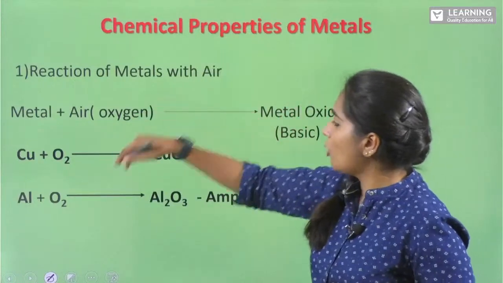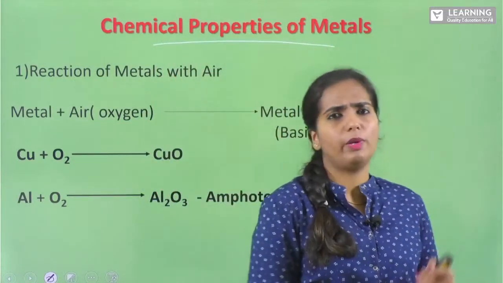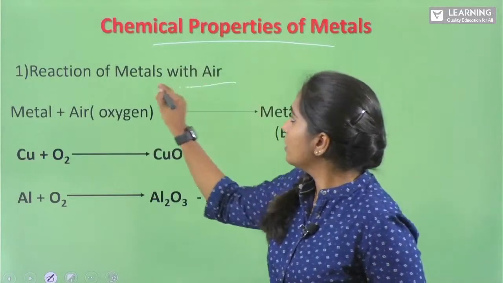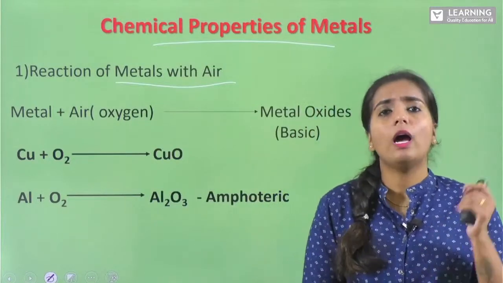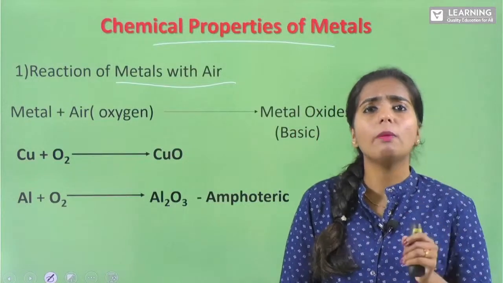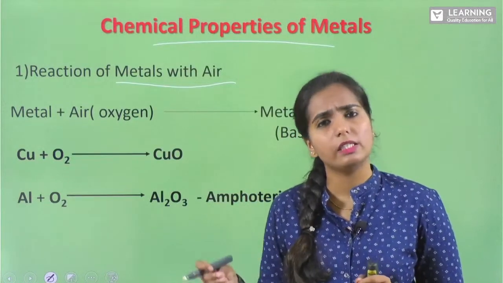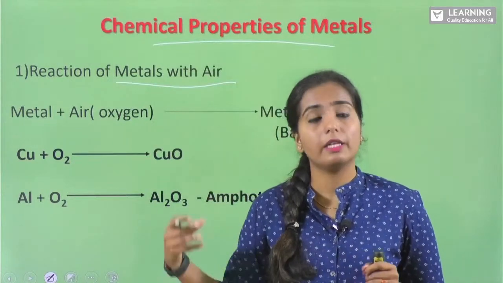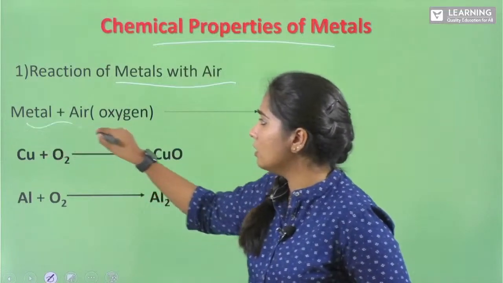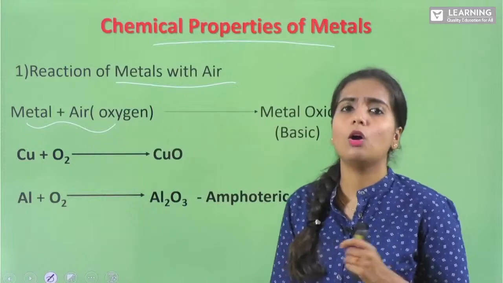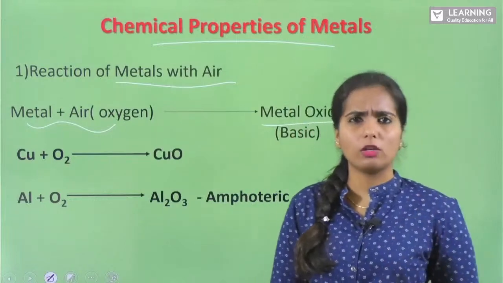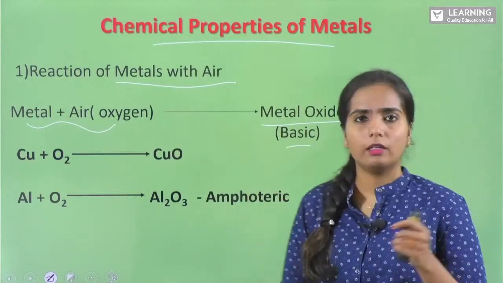Moving on, the next important topic is the chemical properties of metals. So what are the chemical properties of metals? We will learn one by one. The first one is the reaction of metals with air. As I have always told, every time you have to remember the general equation, students. When you remember the general equation, it is very easy for you to write what exact reaction happens. Here our metal is reacting with air, that is oxygen. What is the product you are getting here? Metal oxides, which are basic in nature.